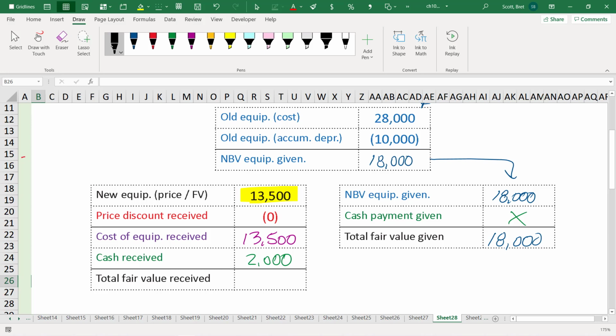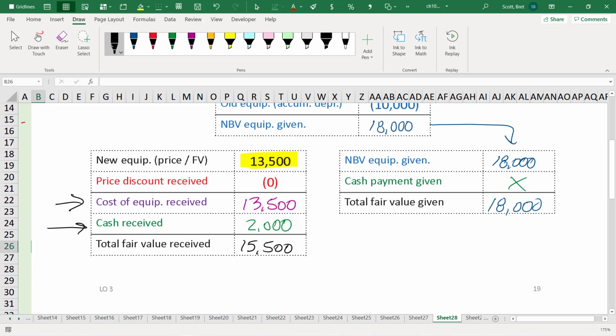So the total fair value received in this case is $15,500. Part of it was in the form of equipment received. Part of it was in the form of cash received. So a little bit different in this case, right? The fair value received, $15,500, we're going to compare to the fair value given. So in this case, there's a loss. The amount being received is less than the value being given. So the loss in this case is going to be $2,500. Looks kind of bad.